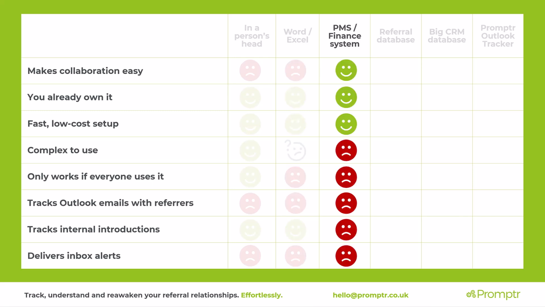Next option, a PMS system or a finance system. Great, you've already got one, you don't have to buy one. There is a little tick box probably on every single one that says who referred this client or who referred this matter. Absolutely brilliant for that sort of thing if you want to know about matters and clients. Less so for work referrers, work introducers, your reciprocity network, whatever you like to call it.